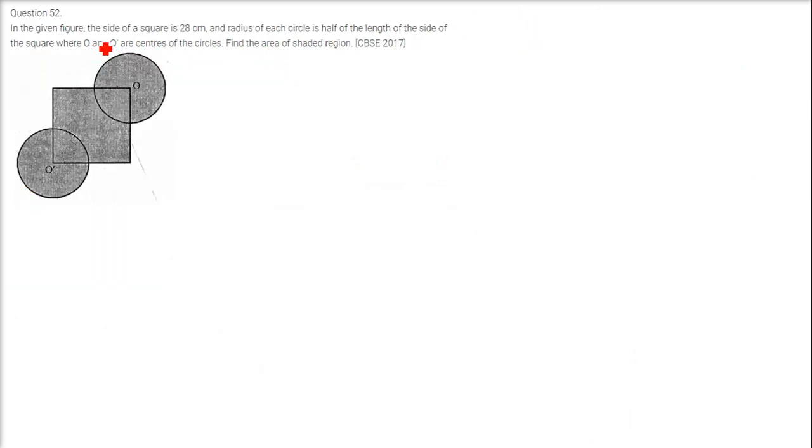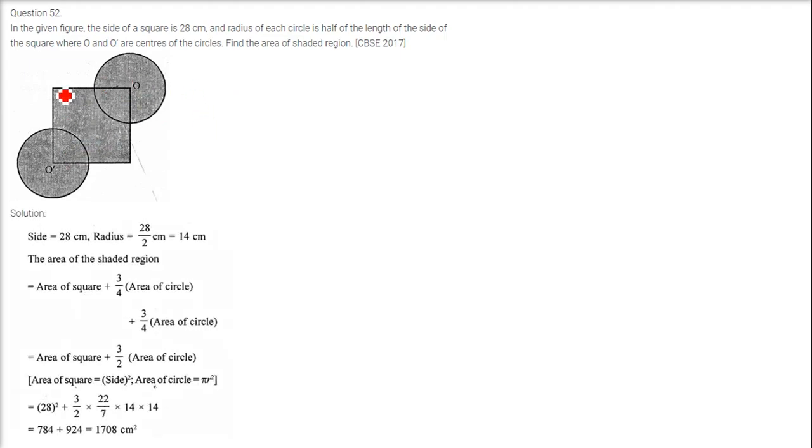In the given figure, the side of the square is 28 centimeter. The radius of each circle is half of the length of the side of the square, where O and O dash are the centers of the circles. Find the area of the shaded region.